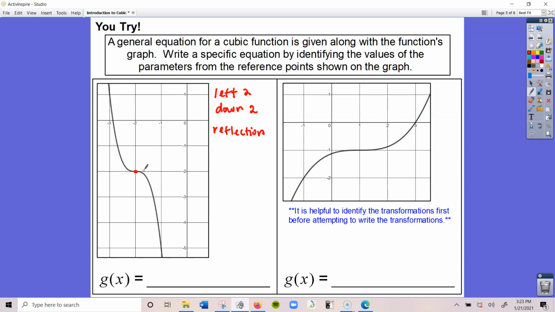So now we have to check if there's a dilation. And in order to do so, we need to identify one other point on this graph. It doesn't matter which one you choose. You could choose this one here or the one down here. And what you do is you check for the horizontal and the vertical distance from one point to the other. This horizontal distance here is 1, so there is no horizontal dilation. But the vertical distance here is 3, indicating that there is a vertical stretch of 3.